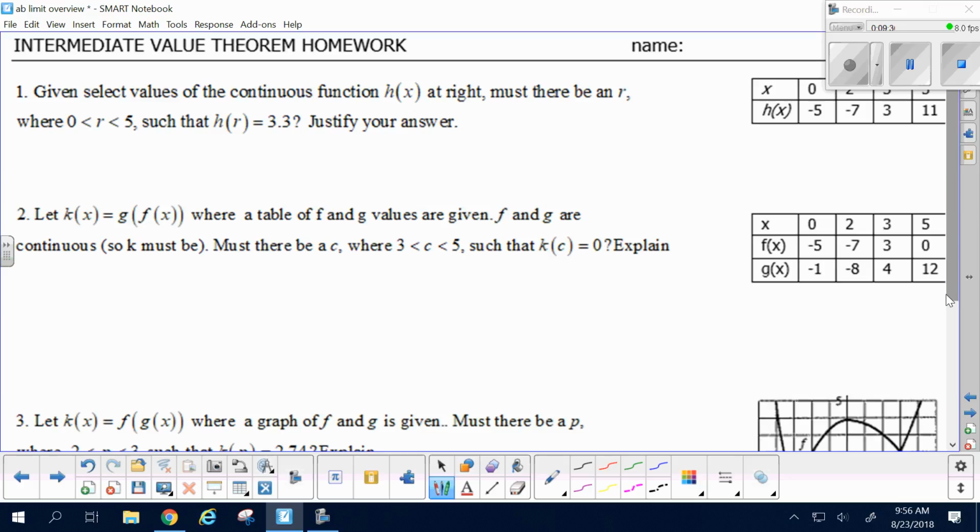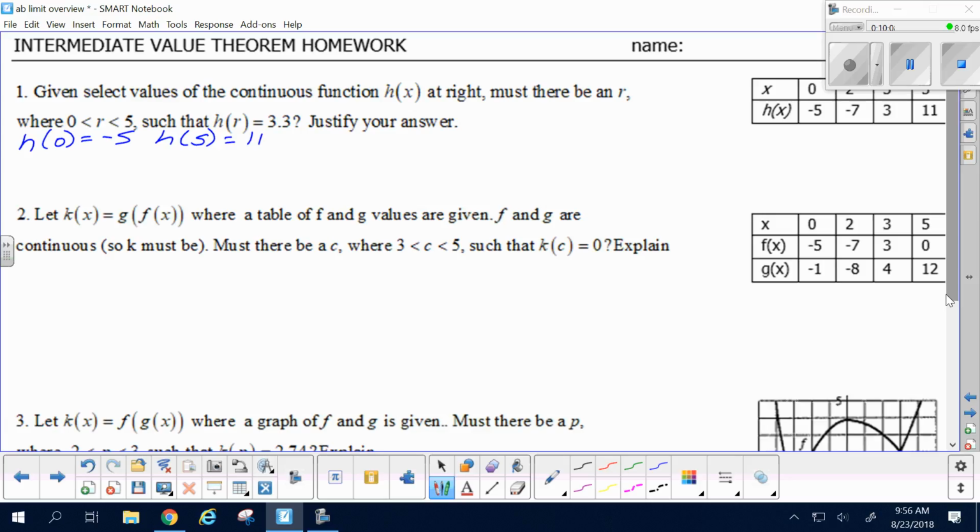Number 1. So intermediate value theorem, first of all, is h continuous, yes? It's said already, so you don't need to say it again. Now we talk about the betweenness. What is h at 0? -5. What is h at the other endpoint, 5? 11. h moves continuously from -5 to 11. Does it have to pass through 3.3 along the way as it goes from -5 to 11?